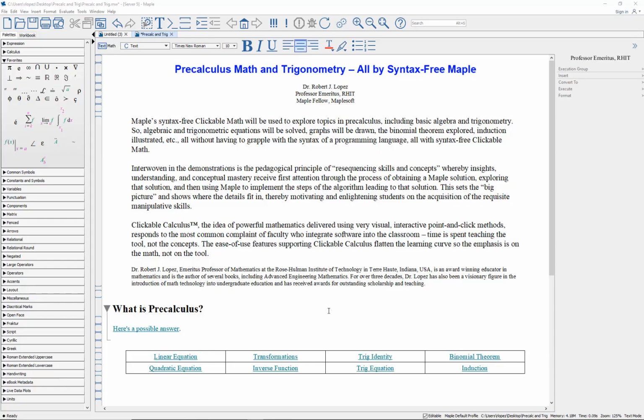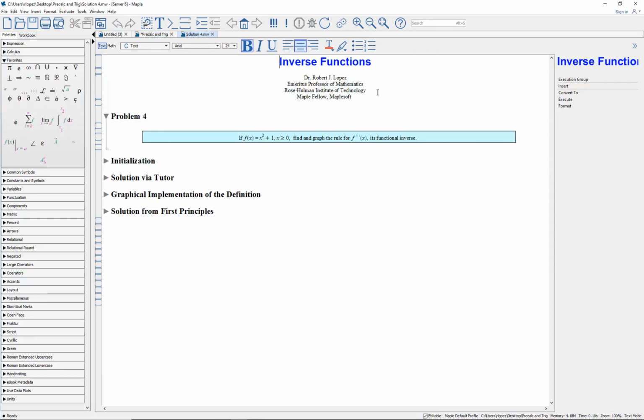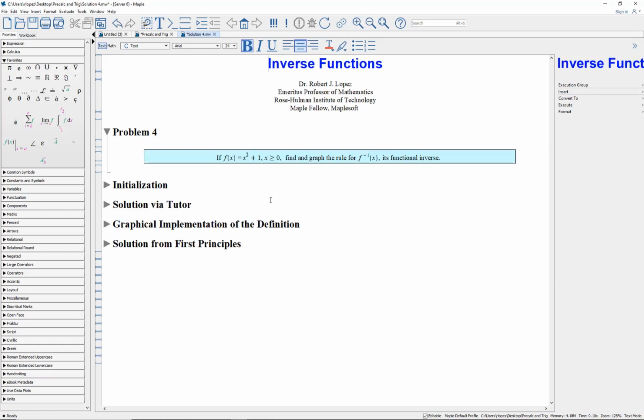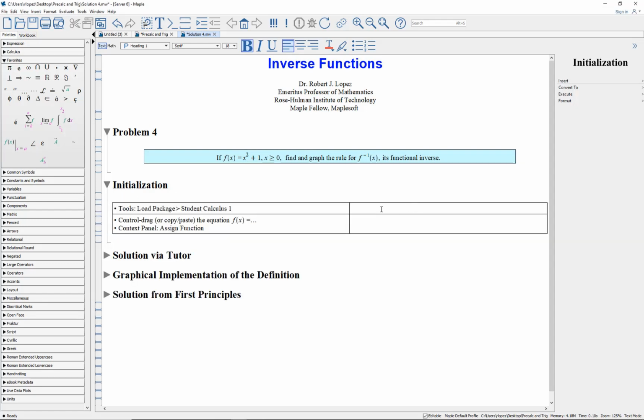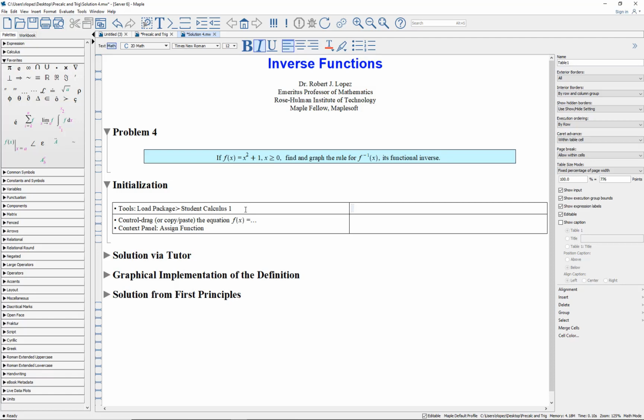Another application of the idea of a function is the notion of the inverse function. So here's a problem where we explore meaning and computation and visualization of an inverse function. The function we want to invert is this one, x squared plus 1 for x greater than or equal to 0. So to do that, let's begin by bringing into Maple the Student Calculus 1 package.